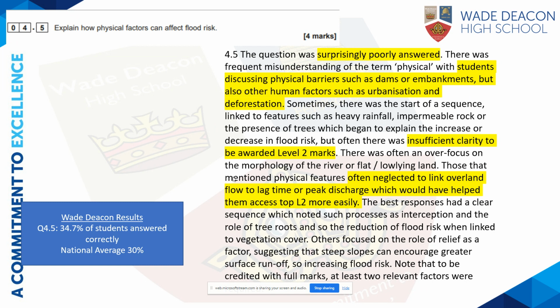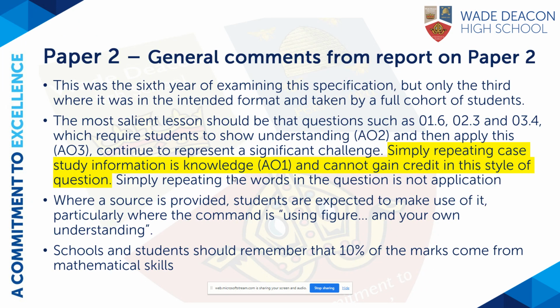To get to level 2, they needed to refer to things like hydrographs, so lag time, peak discharge, steep rising limb, in order to get those top level 2 marks. The best one spoke about interception from the trees, steep-sided valleys, and so forth. Say again? Steep-sided valleys. Yeah, heavy rainfall, all of those.